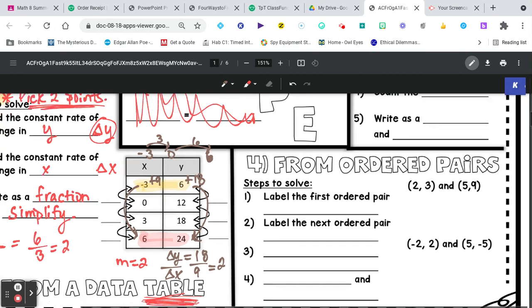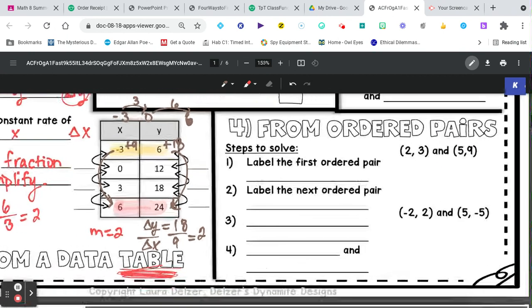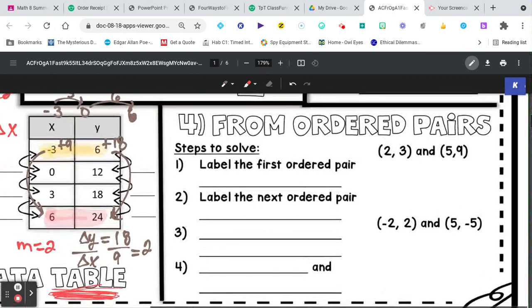And let's take a look at what we do from an ordered pair. To find slope from an ordered pair, and you may remember this, you're going to label your first ordered pair as x sub 1 and y sub 1. That means the first x and first y. Then you're going to label your next ordered pair as x sub 2 and y sub 2. That just means your second x and your second y.